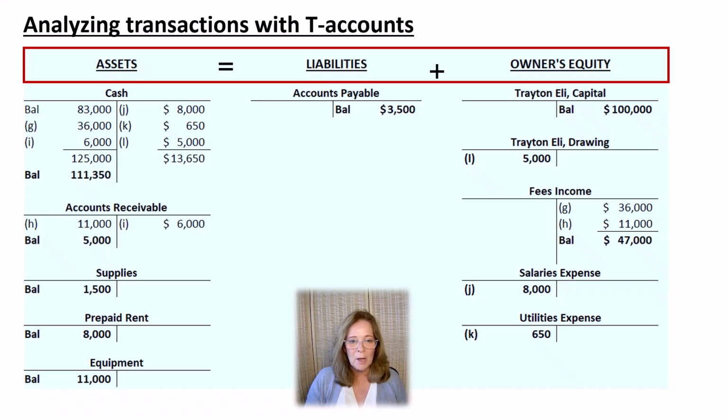For the cash account, we have total debits of $125,000. We have total credits of $13,650 and a final balance of $111,350 after we subtract the credits from the debits. If there is only one debit or one credit, like in the accounts receivable account, you don't need to foot the columns, but rather just calculate the balance.